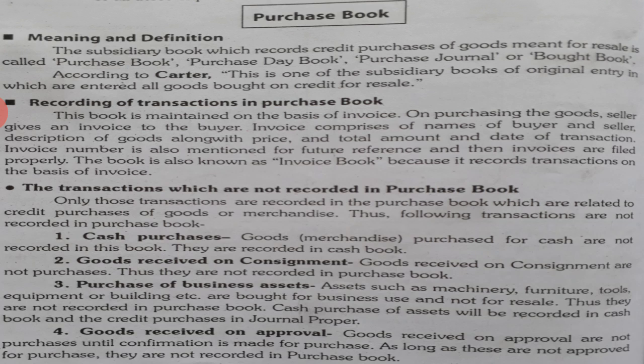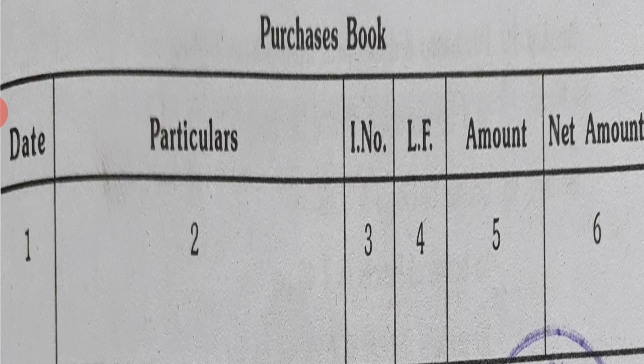And most importantly, what does not come is an order of purchase. If a shopkeeper or businessman places an order for purchase, but the goods have not been received so far, it will not be considered as purchase until and unless it comes into the godown or to the shop. So it is not recorded.